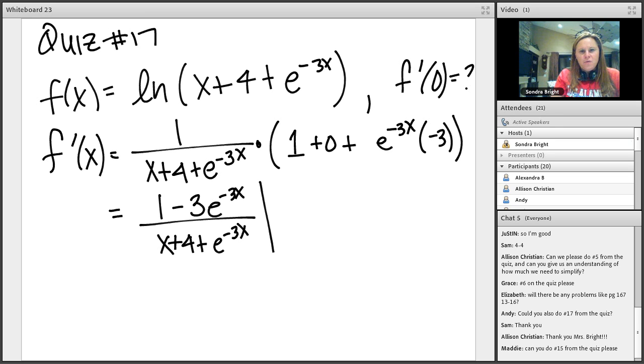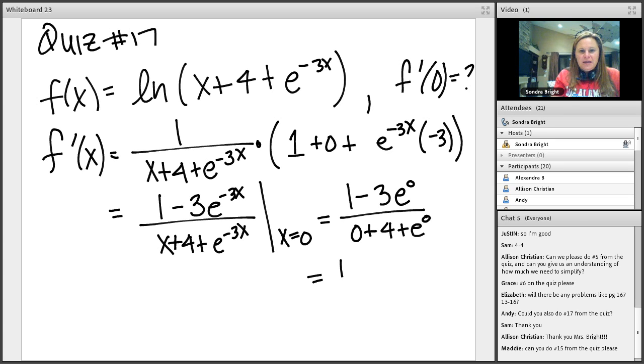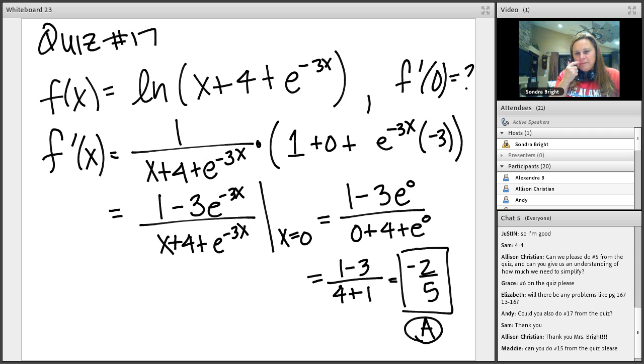And we want to know at x equals 0, what is this? Well, it's 1 minus 3 times e to the 0, over 0 plus 4 plus e to the negative 3 times 0. Okay, so then that is 1 minus 3 times 1 over 4 plus 1. So I got negative 2 over 5. Yep, yep. Answer was A.